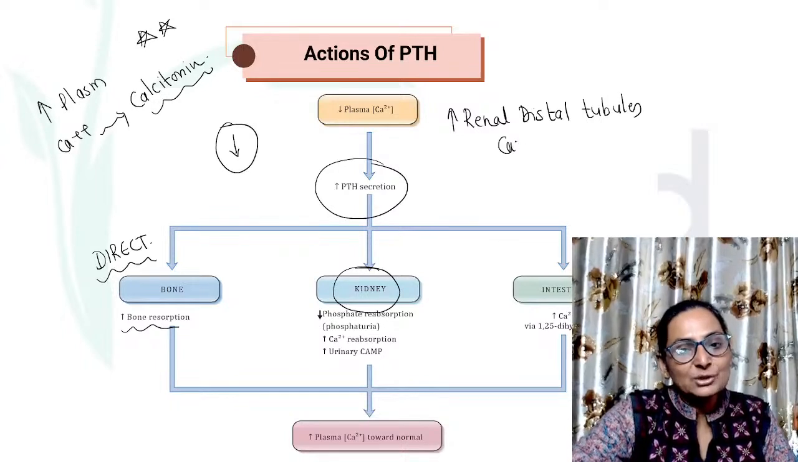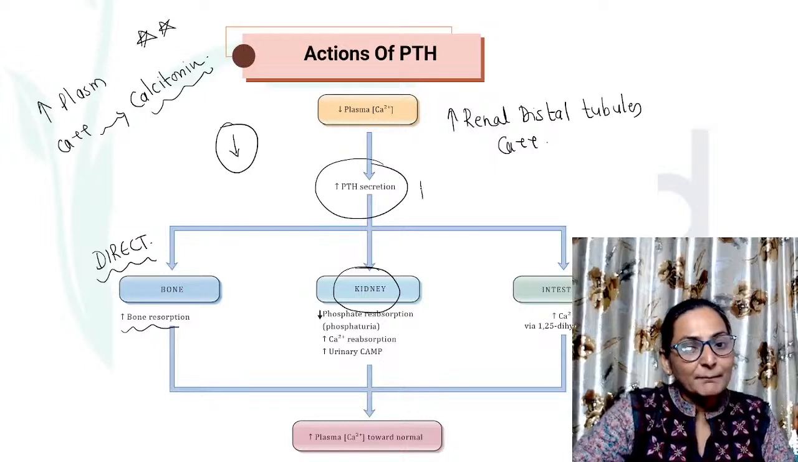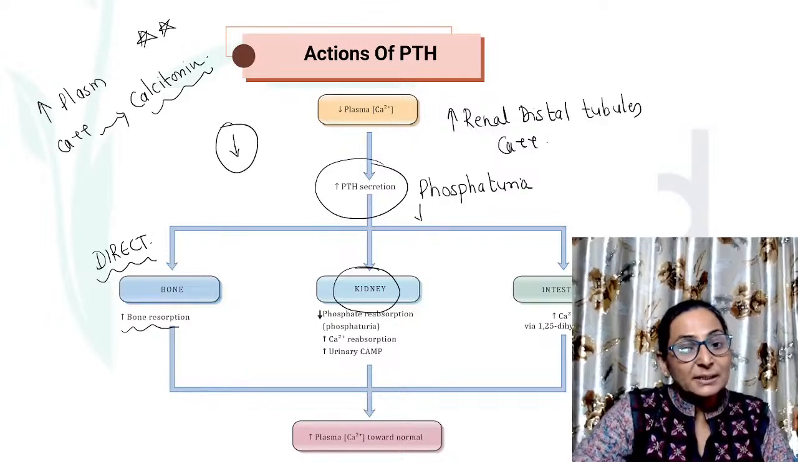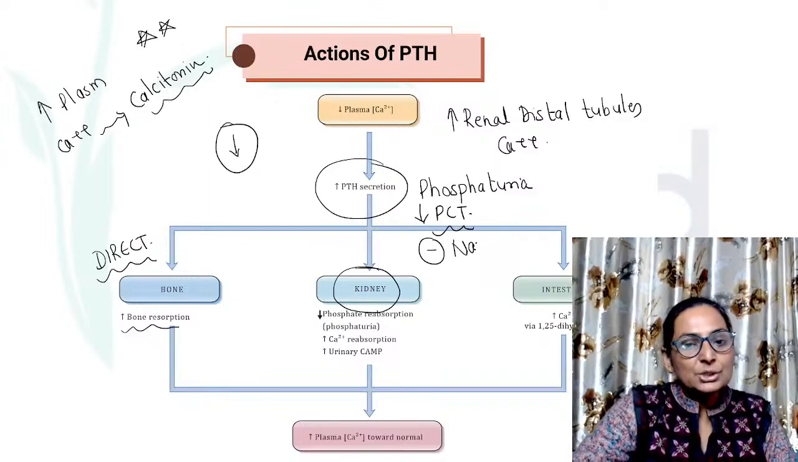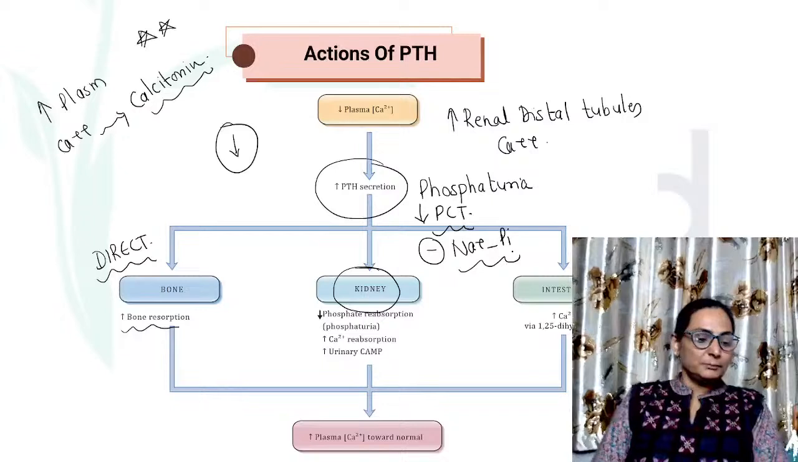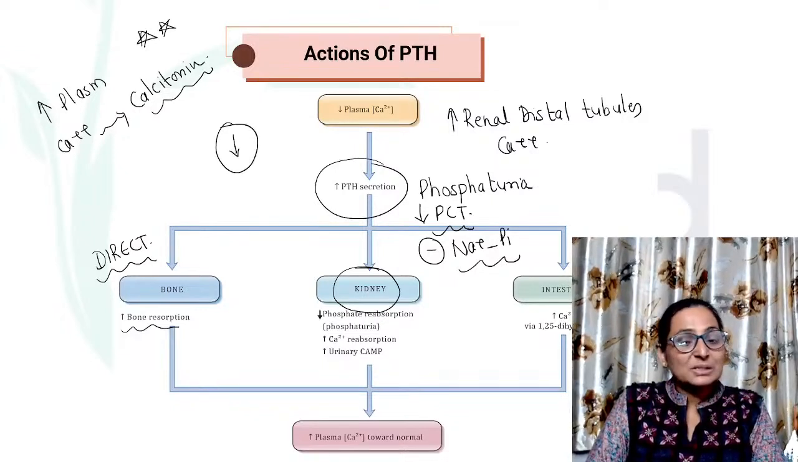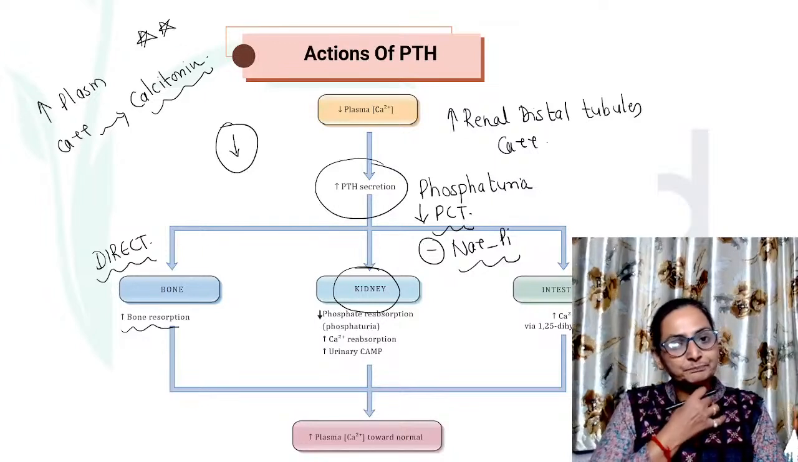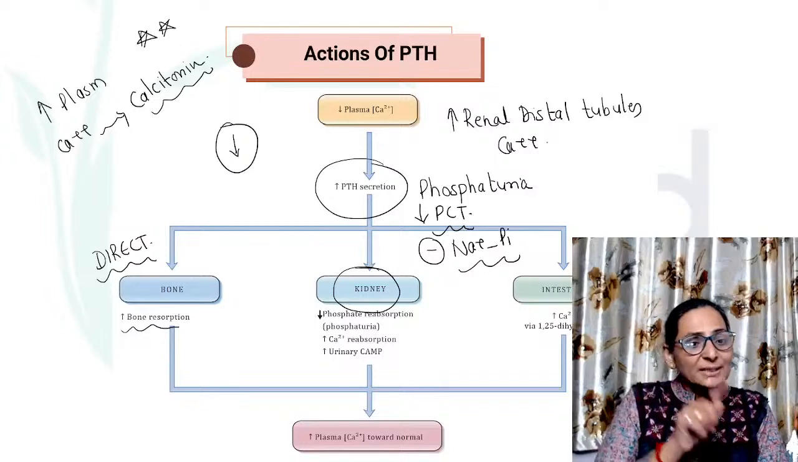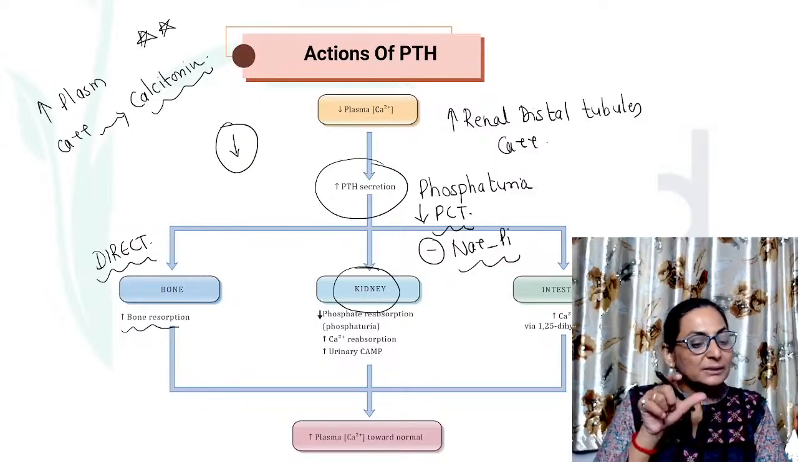In the distal tubules it increases the absorption of calcium, but remember it causes phosphaturia because it decreases the reabsorption of phosphate in the PCT. It inhibits the sodium phosphate co-transporter which is present there, and therefore PTH is causing phosphaturia. You also call it phosphatonin. The actions are mediated through cyclic AMP. So these two actions on the bone and kidney are direct actions.